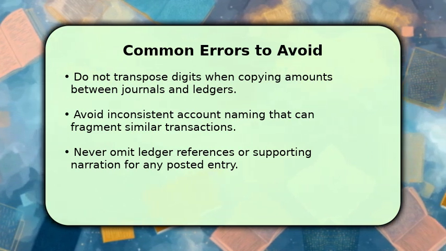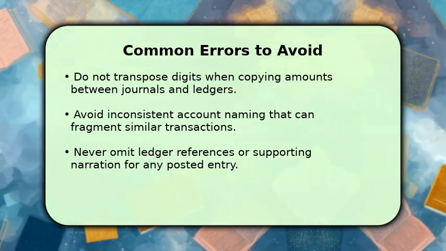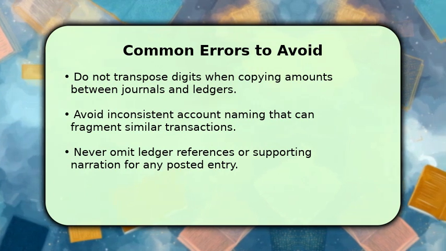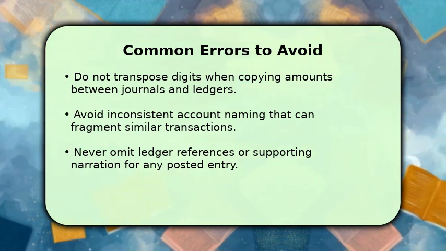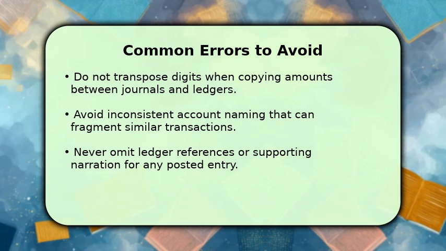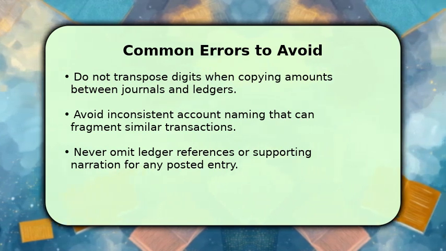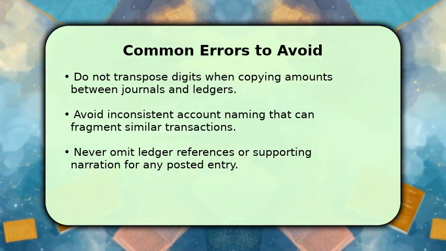If you spot an error, correct it with a clear reversing or adjusting entry and document why the change was made, so the audit trail stays intact and easy to follow for anyone reviewing the ledger.